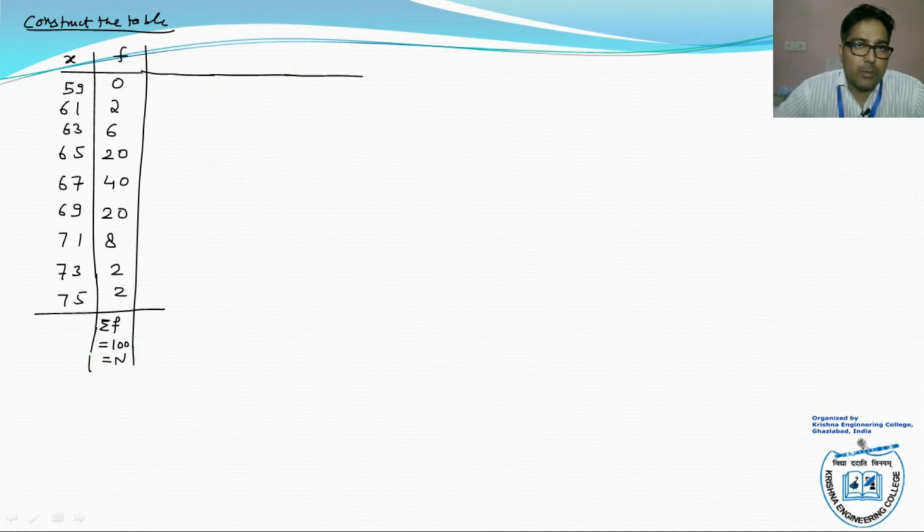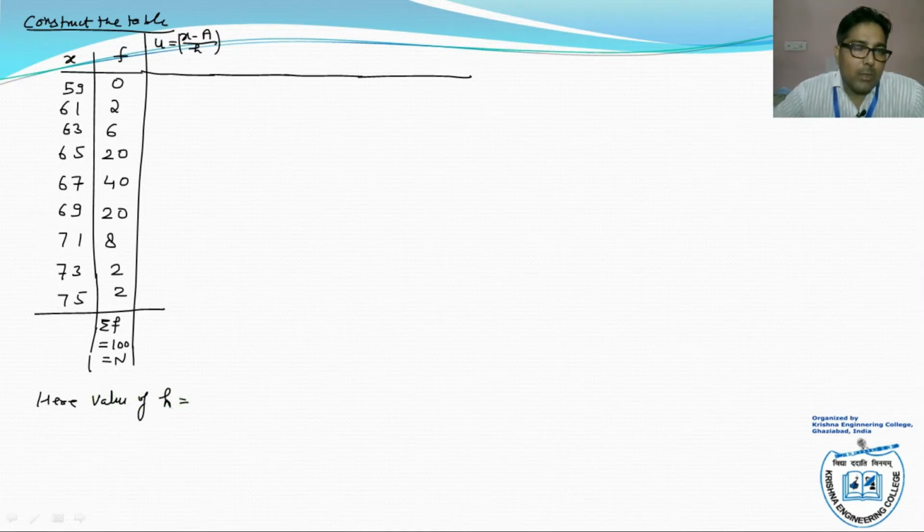Now first we construct the table for u. U is equal to x minus a upon h. Here the value of h is the length of interval in x series, which is 2. 61 minus 59 is 2, 63 minus 61 is 2, 65 minus 63 is 2. So this is 2. Clear?